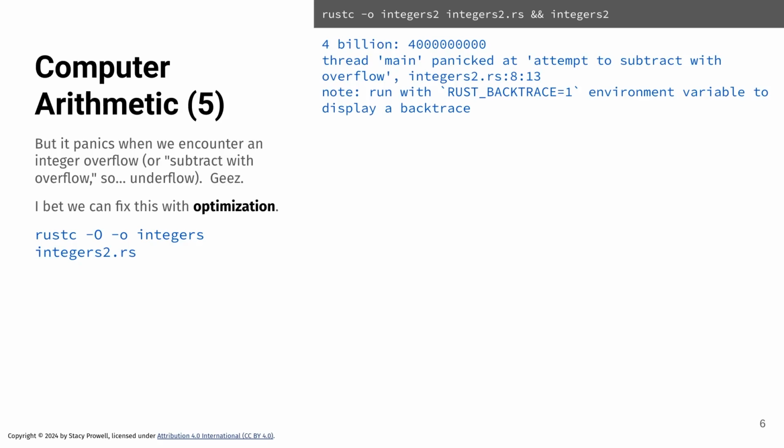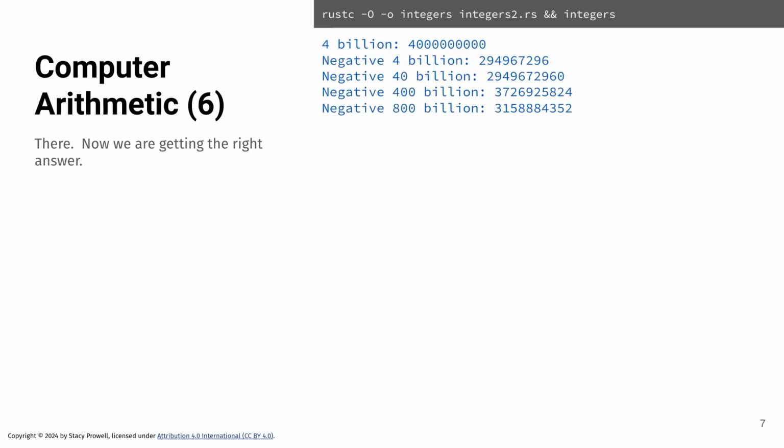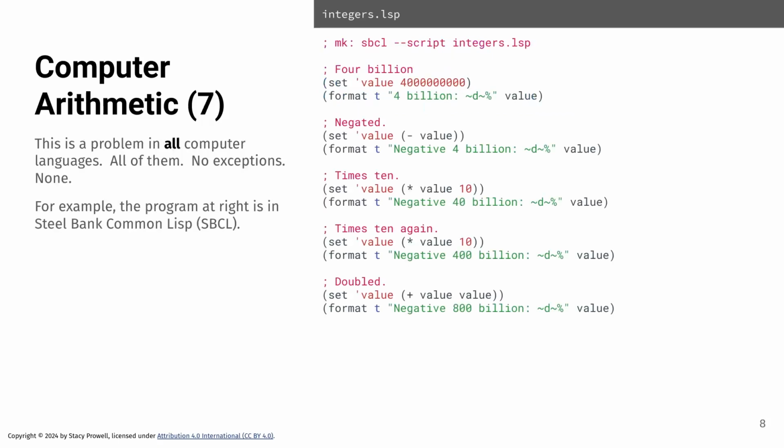Well, I know one thing that can usually fix this kind of error where the compiler is trying to protect you against errors you've made. And that is optimization. So let's go ahead and compile it with optimization turned on. And when we do, great. Now we're back to getting the correct set of answers. We get exactly the same answers out of Rust that we got out of C. All we had to do was turn optimization on. And again, it plagues all computer languages.